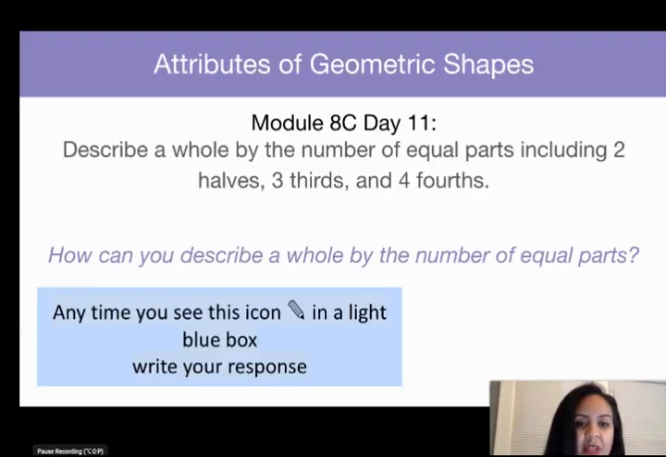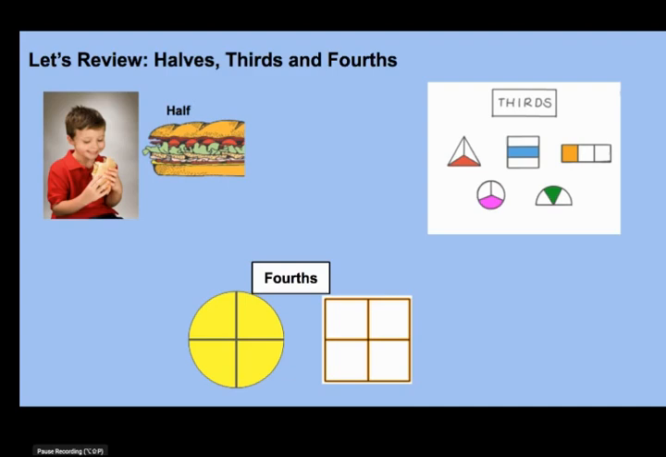Today we will be answering this question. How can you describe a whole by the number of equal parts? What does whole mean? I'm thinking that whole means one whole object, or in this case, shapes, right? We've been talking about shapes. So one whole shape.